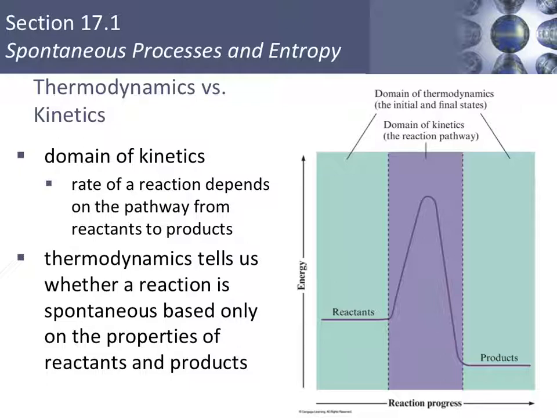This graph has a thermodynamic part and a kinetic part. If you remember, in an earlier chapter, we talked about activation energy as a means of determining rate of reaction. That's our kinetics part of our graph. That's our pathway from reactant to product.